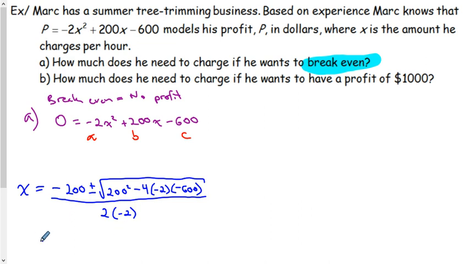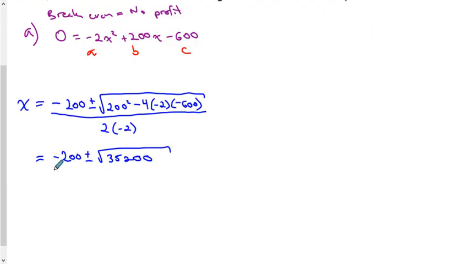Wow, okay, got a lot going on here. Let's simplify this. We've got negative 200 plus or minus the square root of, we're going to have a big number here, 35,200. And all that is over negative 4.